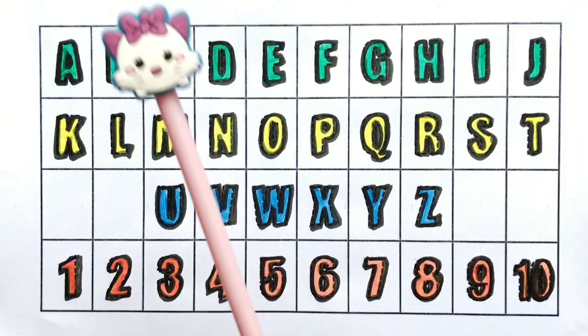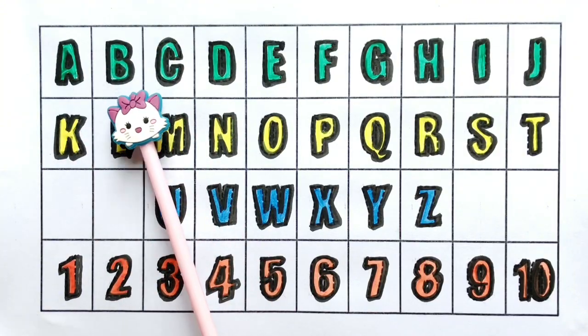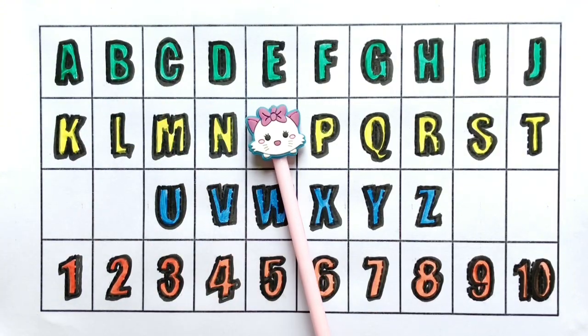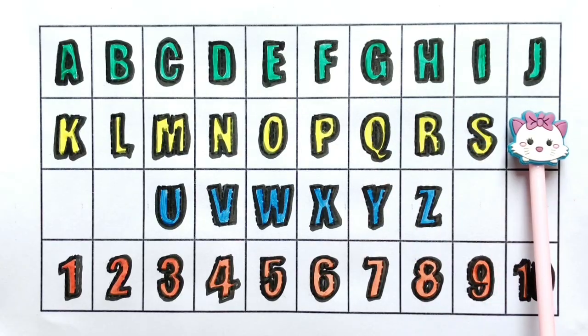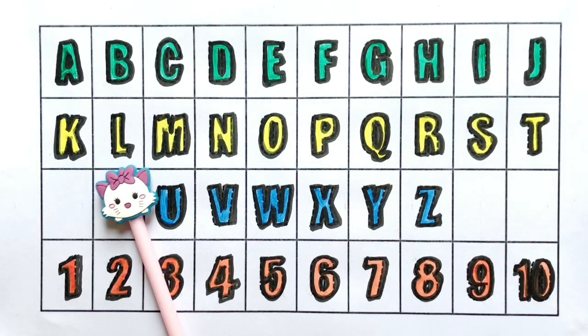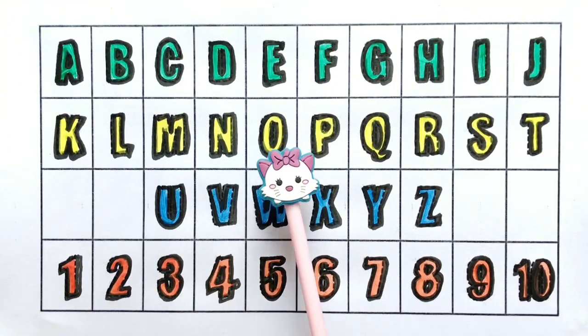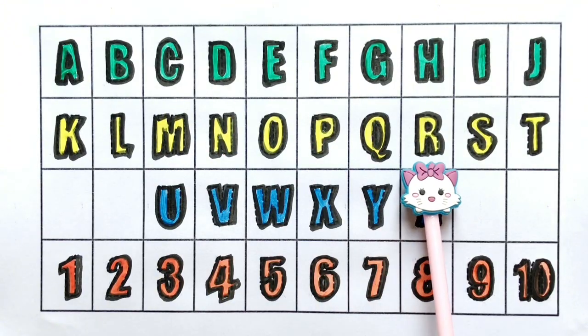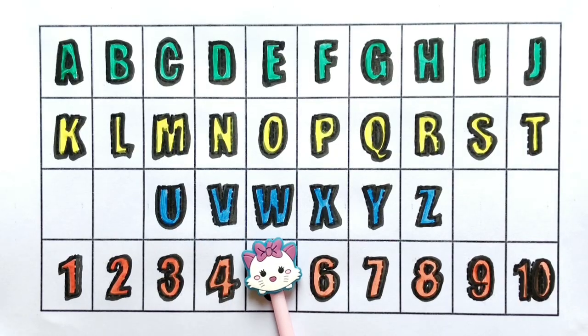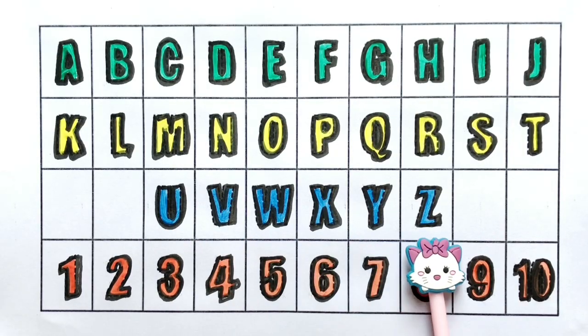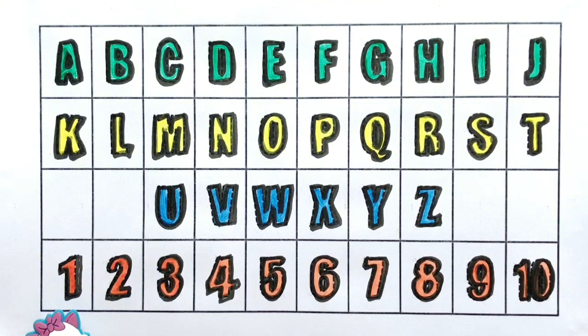Let's repeat learn. Uppercase letter A, B, C, D, E, F, G, H, I, J, K, L, M, N, O, P, Q, R, S, T, U, V, W, X, Y, and Z. Number 1, 2, 3, 4, 5, 6, 7, 8, 9, and 10.